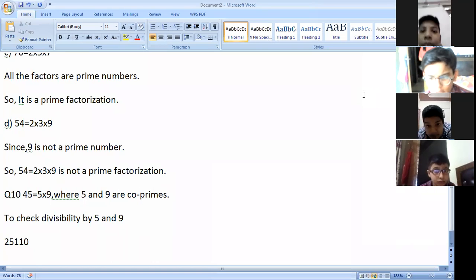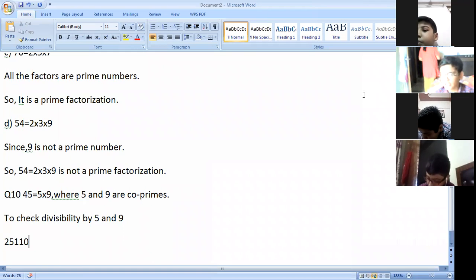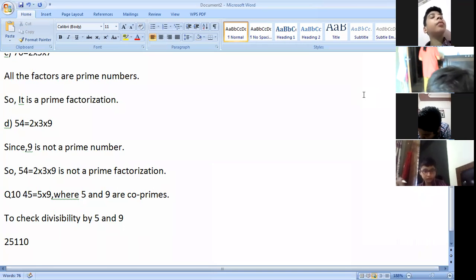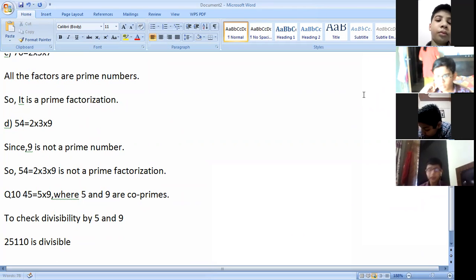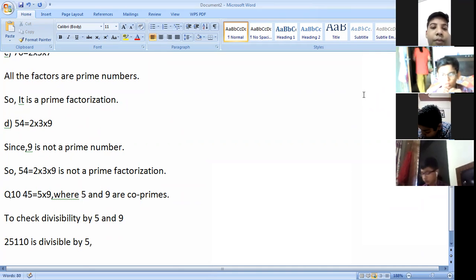Yes, beta. Aditya, tell me what is the divisibility rule of 5? Ma'am, a number which has either 0 or 5 in its ones place is divisible by 5. Yes. So 25110 is divisible by 5, because at the ones place you are seeing 0. Yes or no? Yes, that's why this number is divisible by 5.